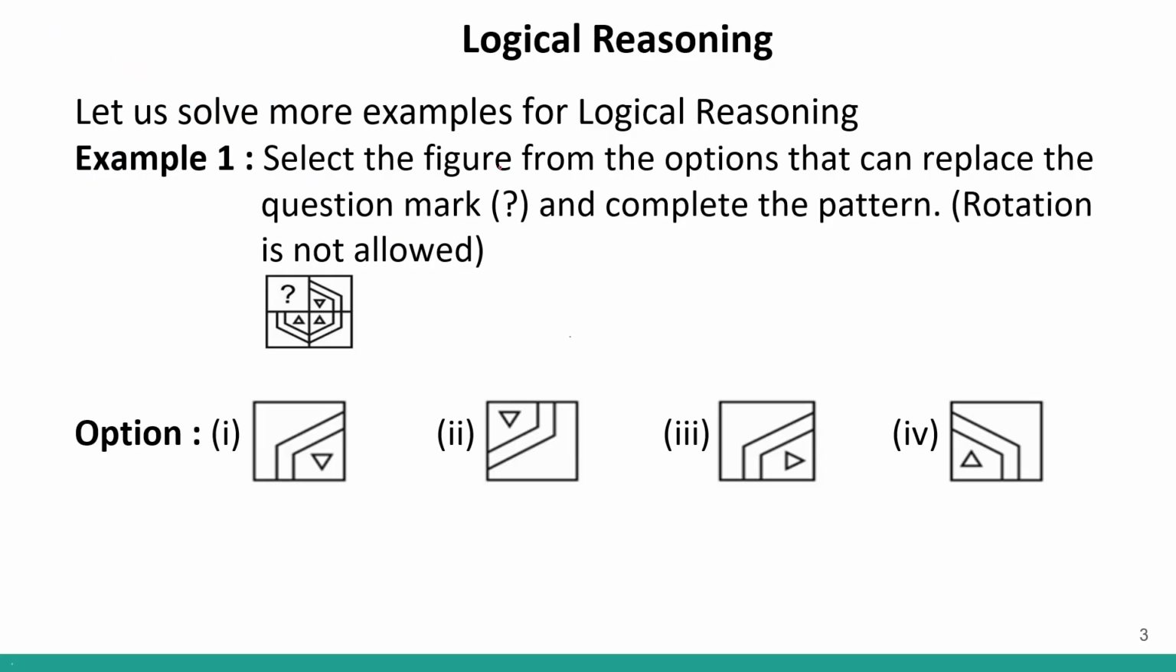In the previous lecture, we discussed that there are four types of questions that can be formed from logical reasoning. And in today's lecture, we will do some more examples to get some conceptual clarity. Let us start with example number 1. Basically, a figure matrix is given to us, and we have to identify the missing pattern, the missing square.